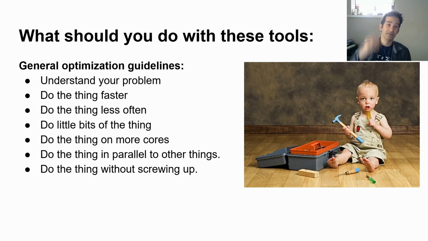So what are you supposed to do with these tools? These are the bullet points I think of when I'm trying to optimize code. Number one, understand your problem. Think about what's going on, when it's happening. You can try to do the thing faster. You can try to do the thing less often. You can try to do little bits of the thing, so amortizing the problem over time.